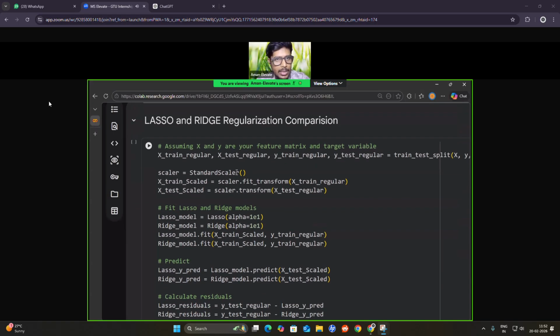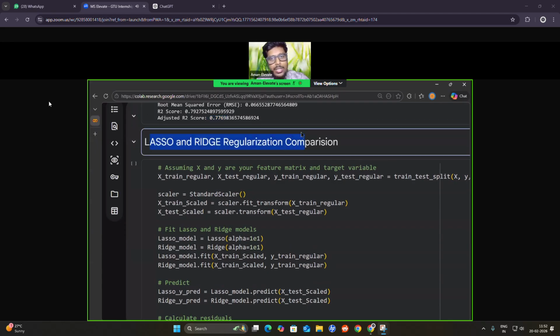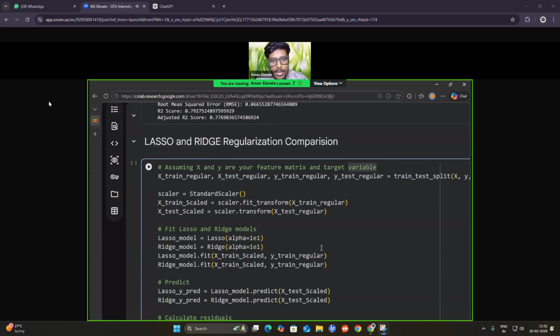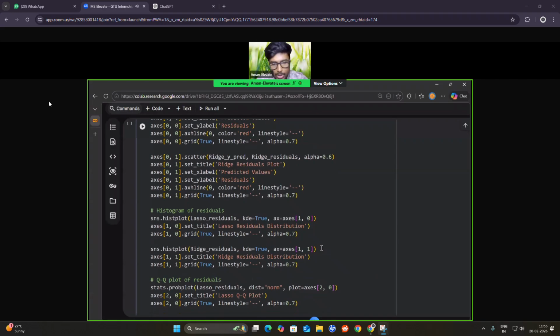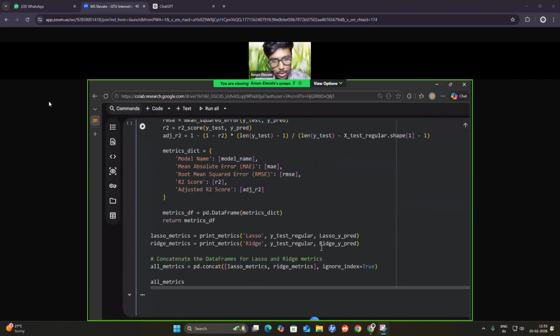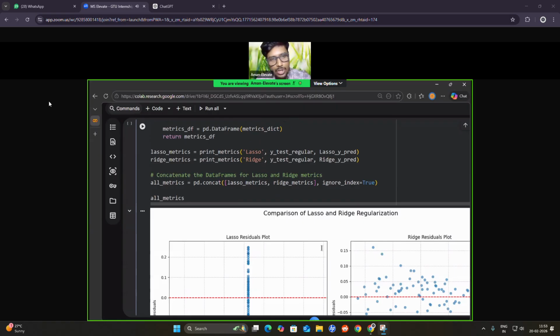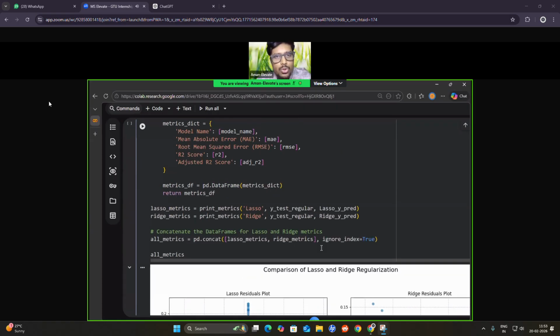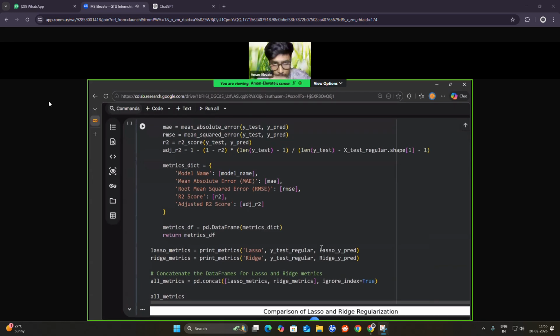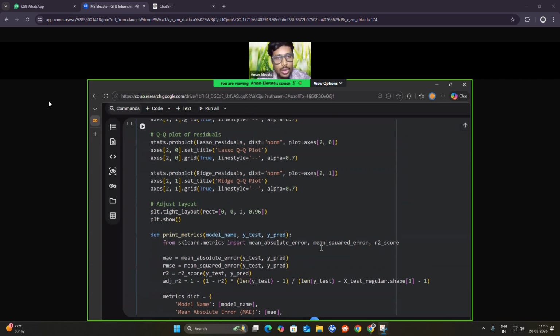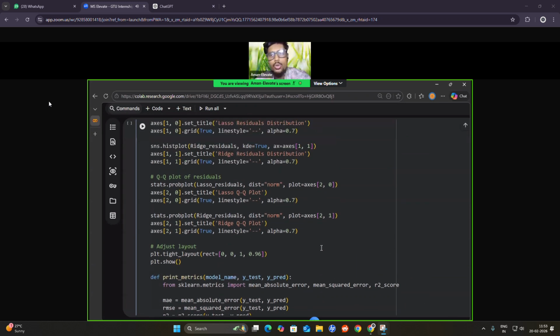Okay. And then comes lasso and ridge regularization comparison. What is this lasso and ridge? They are used to resolve the problem of overfitting and underfitting. Lasso and ridge are used to resolve the problem of overfitting and underfitting.